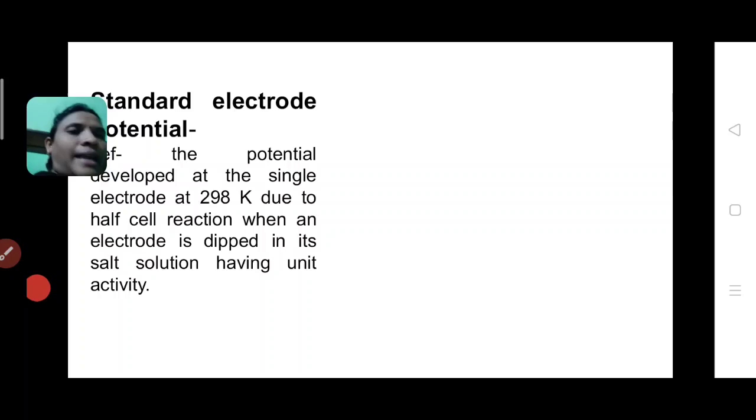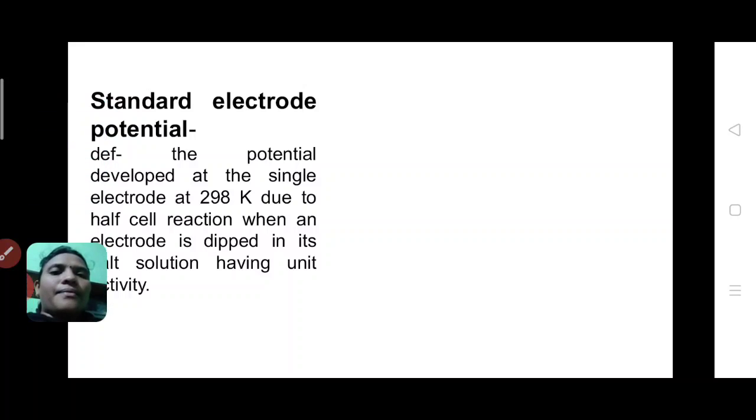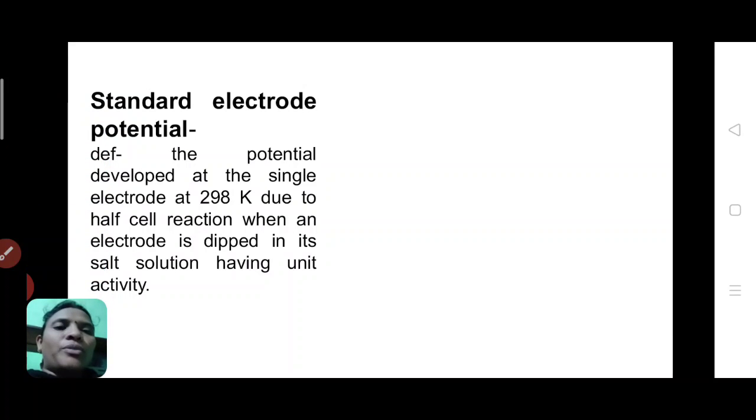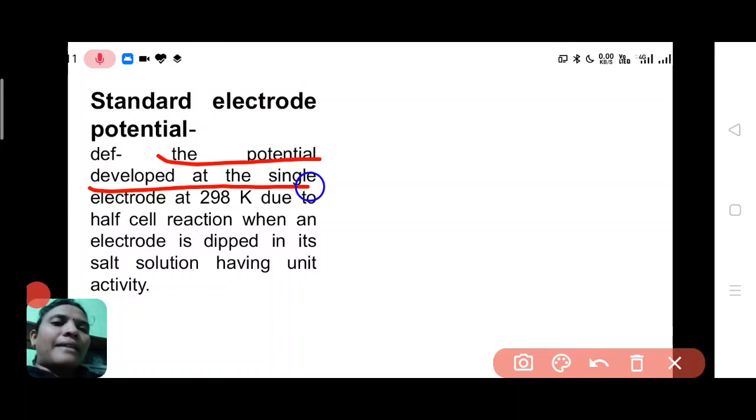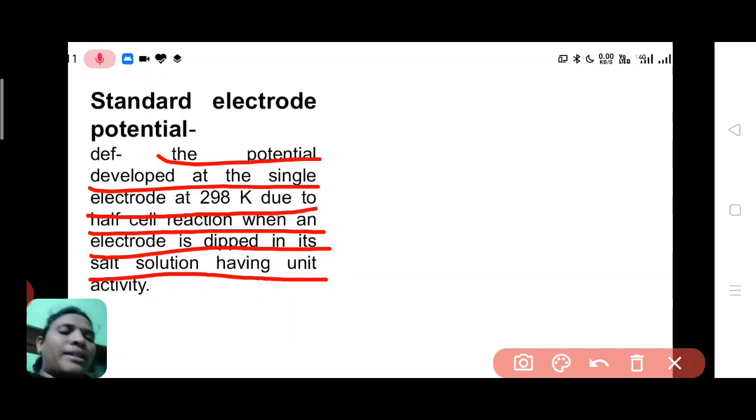Now next, standard electrode potential. See, standard electrode potential is nothing but the potential developed at a single electrode at 298 Kelvin due to a half cell reaction when an electrode is dipped in its salt solution having unit activity.